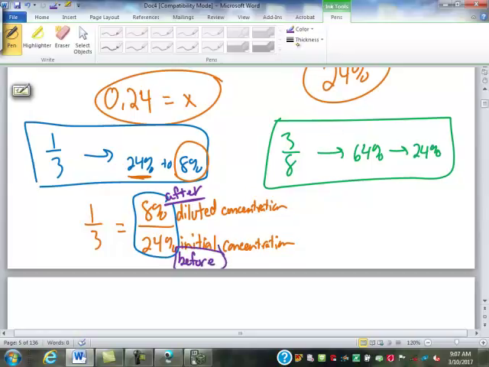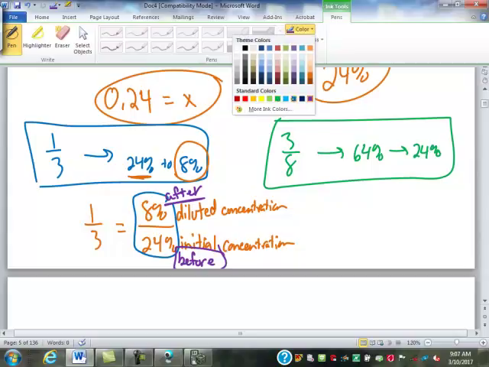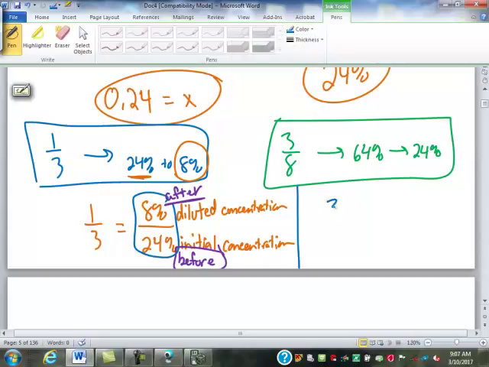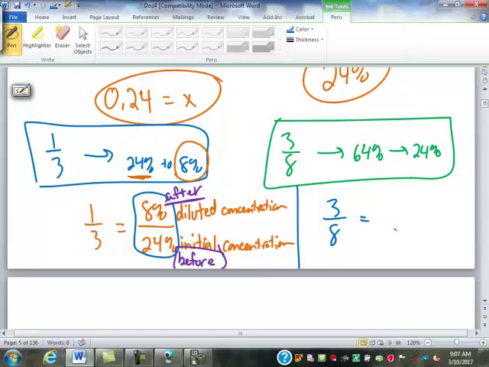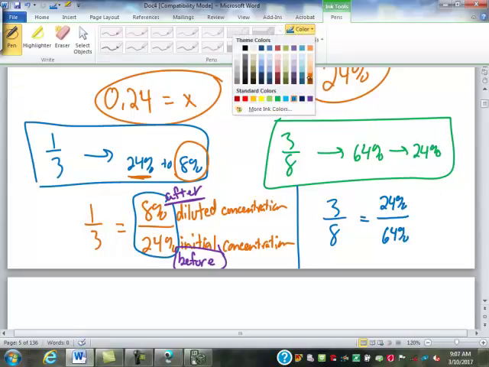If we look over here, it's a little less obvious because the numbers are a little uglier, but that relationship is the same. We have that 3 in 8 dilution. On the other side, if I put 24% over 64%, 24 and 64 both divide by 8. That would be 3 in 8.